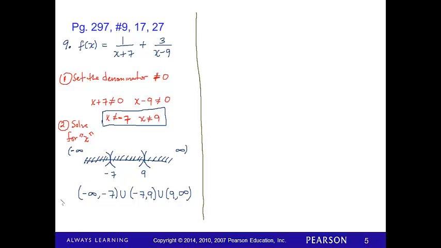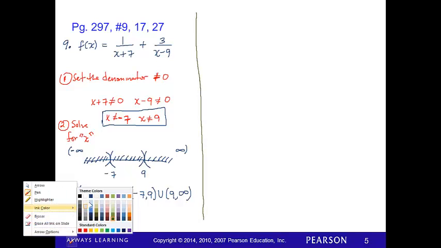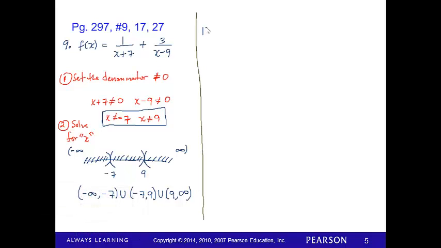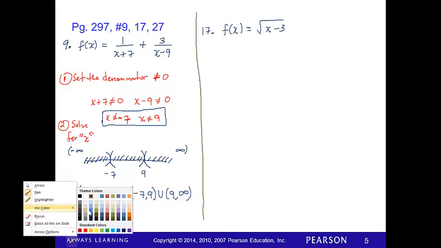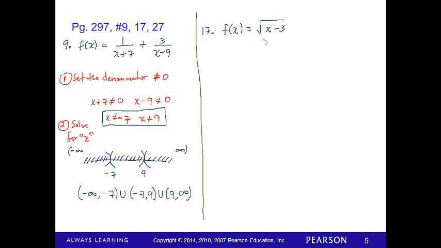All right, now let's look at number 17. Still, we're finding the domain. This time we're dealing with f of x equals the square root of x minus 3. So this time we have a square root, and we want to avoid having negatives in our square root. So we must take the expression inside the square root, the x minus 3.